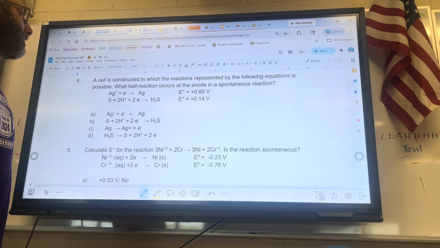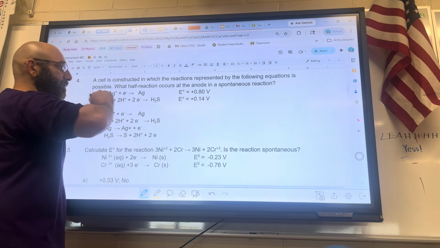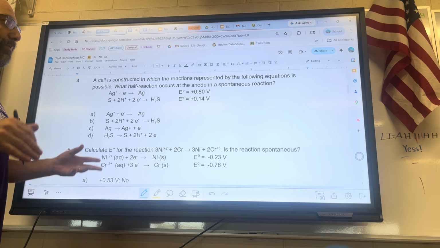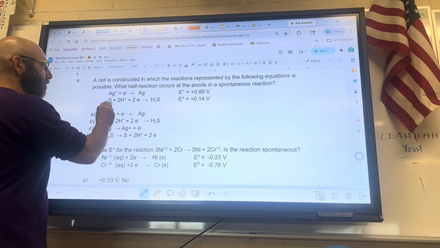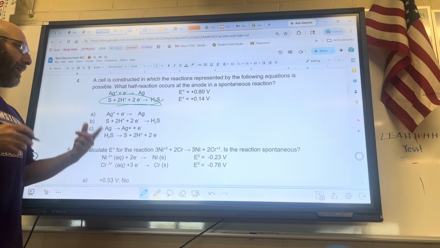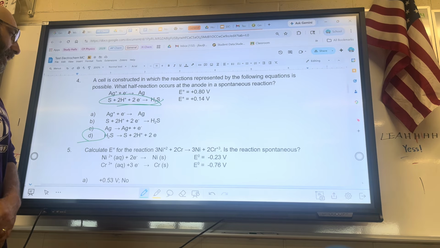So it wants to know what's the half reaction that occurs at the anode. So if we look at these two things, they both want to be reduced. So the one that wants to be reduced the least, which is going to be this reaction down here, that's going to occur at the anode, and because it's going to be oxidized, we have to flip it. We get D.